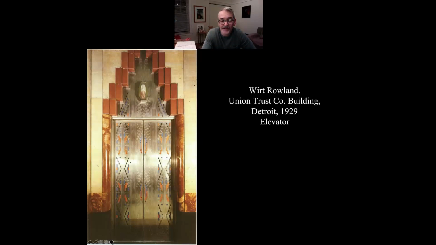Here is an elevator door. This is the old Union Trust building in Detroit. Very beautiful. You can see again the ziggurat in the tile above, that surrounds the upper part of that triangular shape. I guess that's kind of like a pediment in a way. The geometry, it's almost like there's this decorative geometry.